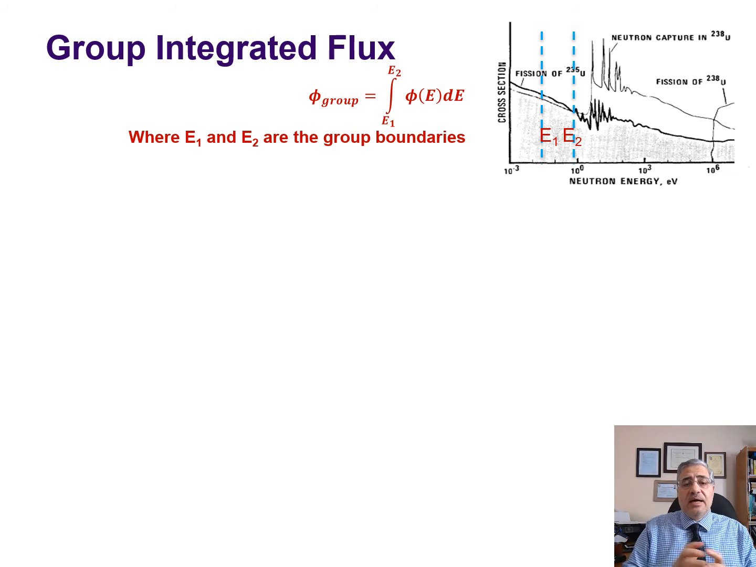This is also correlated to the cross section, because the cross section at this limit is different from the cross section at the other limits. So these two limits are correlated to the cross section, or the probability of interaction, of this specific group with this specific type of nuclei.